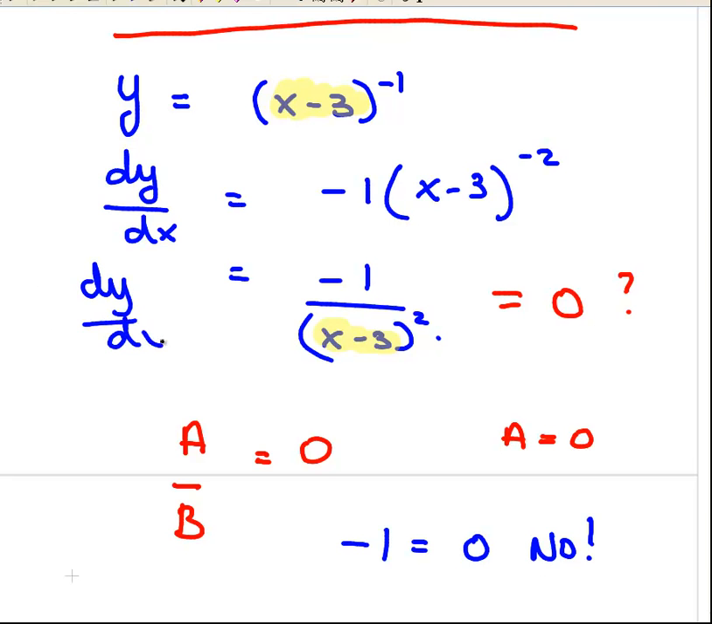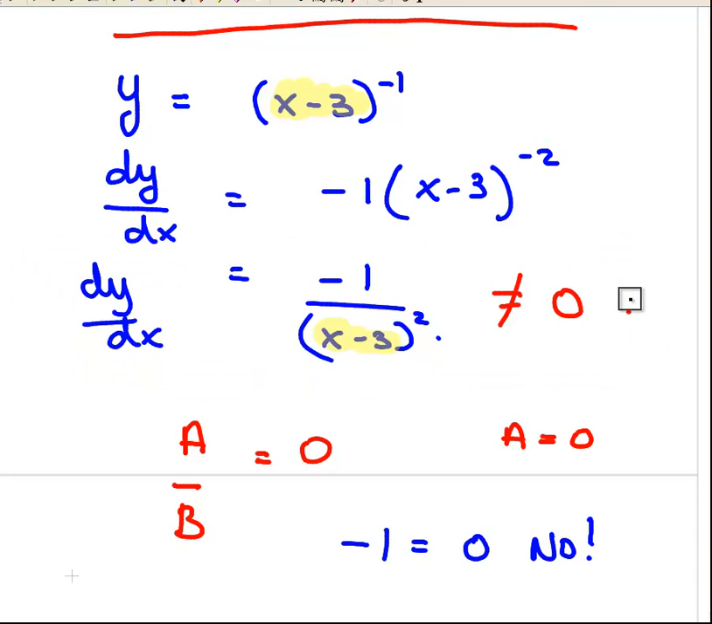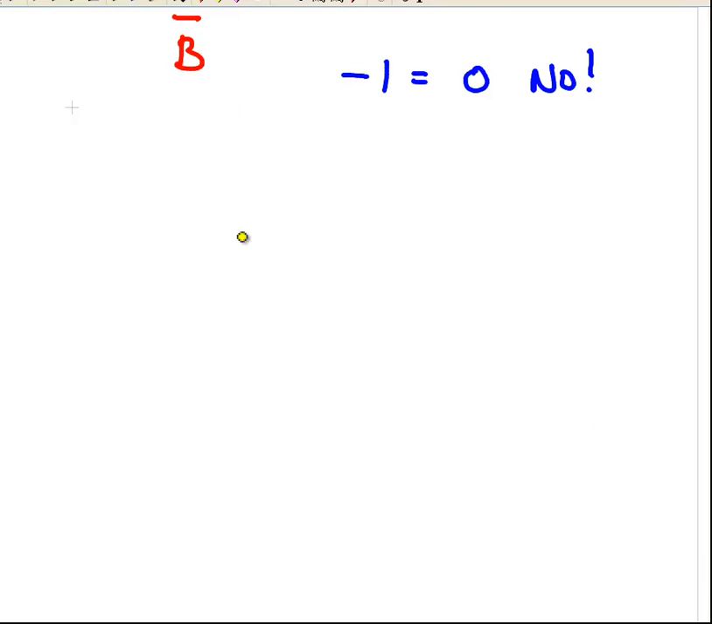So dy over dx can't ever equal 0. That's it in a nutshell. Dy over dx, which is minus 1 over x minus 3 squared, can't equal 0. The reason is that if we have a fraction, for it to be equal to 0, the numerator has to equal 0, and that's not the case here. So there are no turning points.